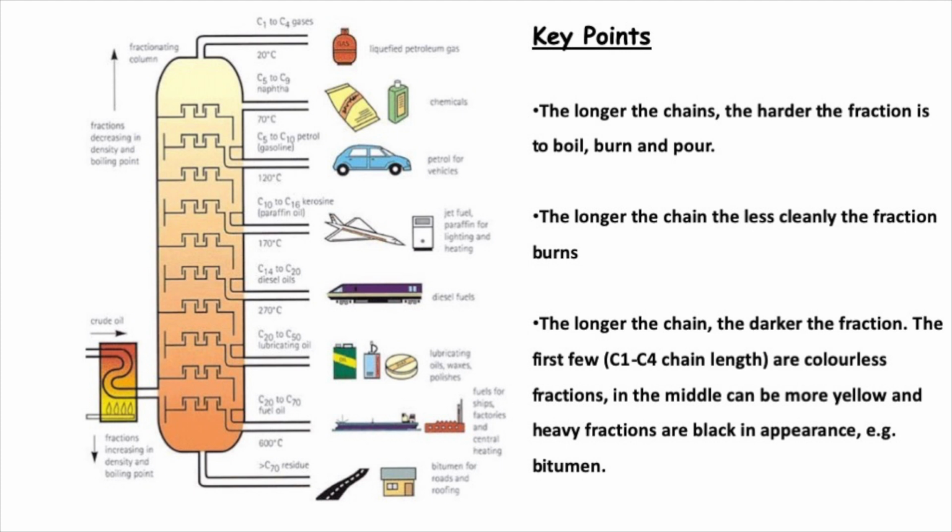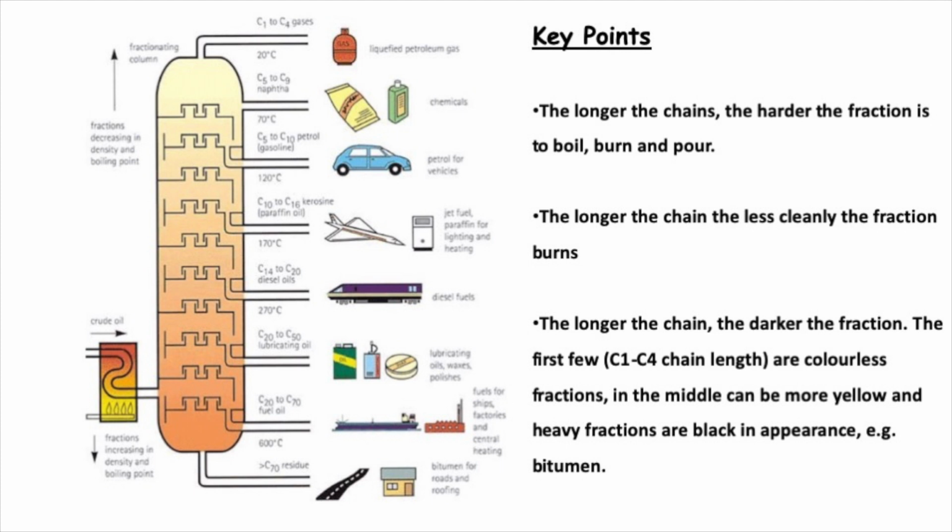And you can see clearly that the fractions with the highest boiling points have the longest hydrocarbon chains. So if we look at the residue fraction, which contains bitumen, which is used for road tar, that has hydrocarbon chains of more than 70 carbons, so the chains are incredibly long. Whereas if we look at, say, the gasoline fraction, which contains petrol, which is used for fueling cars, that has a hydrocarbon chain of around 5 to 10 carbons.